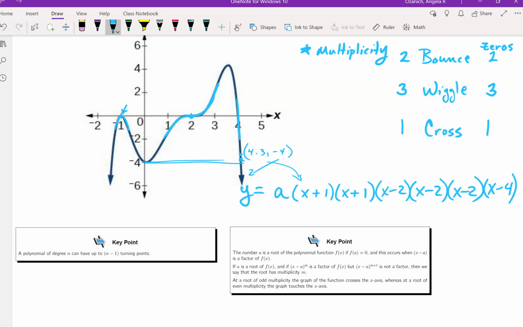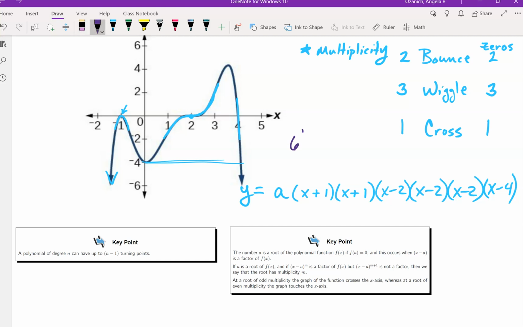I don't know that that's a point on my graph, but what I do know about my a value, look at your graph. What do you think has to be true about your a value? You guys should be like talking to the screen right now. This polynomial function is an even degree polynomial function. Let's count them up. 1, 2, 3, 4, 5, 6. At least a 6th degree polynomial function is what we're looking at here.